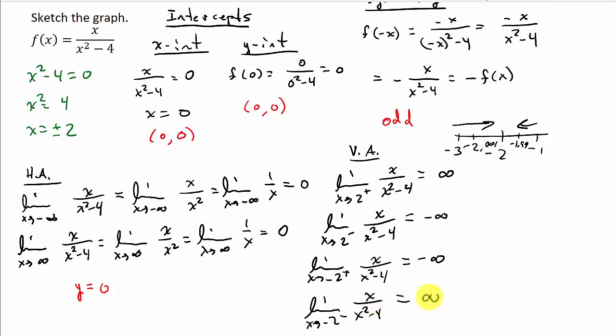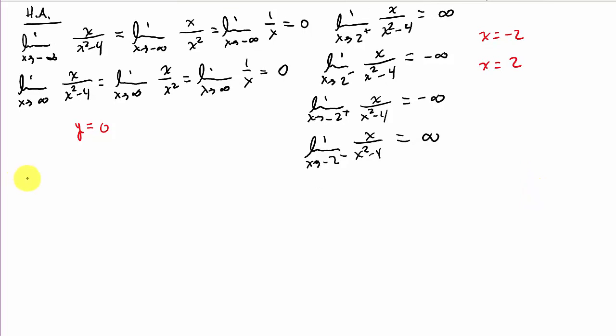So I've shown that there's a vertical asymptote at 2 and at negative 2. So my vertical asymptotes are x equal negative 2 and x equal positive 2. Okay? And then there's no slant asymptotes in this problem. So now what I have to do is find where it's increasing, decreasing, local max and min, concavity, and inflection points. All right.